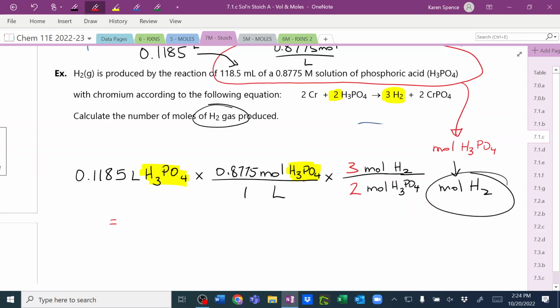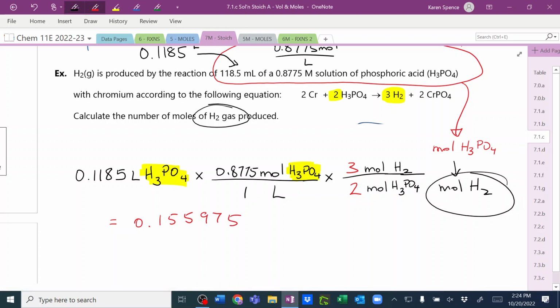Where are all my calculators? Oh, they're all right in front of me. Look at that, a whole box of them. 0.1185 times 0.8775 times 3 divided by 2 is 0.155975. Woohoo! Do I want that many digits?